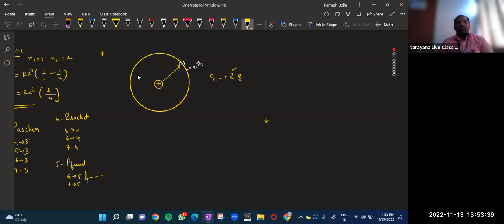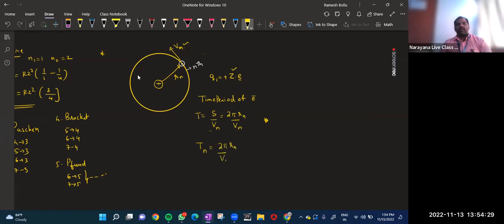Let's say the radius of the nth orbit is r_n. With what speed is it revolving? v_n. Correct or not? Tell me, what is the time period of this electron? Time period means the distance completed in one revolution divided by the velocity of the electron in the nth orbit. What is the distance covered in one revolution? 2 pi r_n. So I can write 2 pi r_n divided by v_n. That is the time period of the electron in the nth orbit: 2 pi r_n whole divided by v_n.